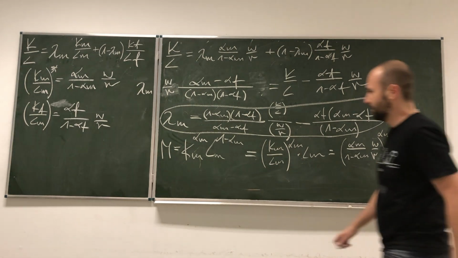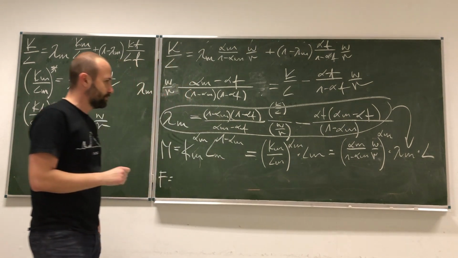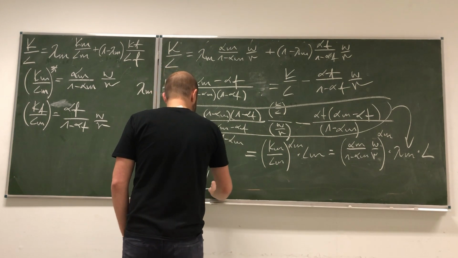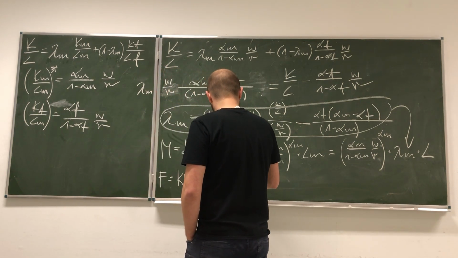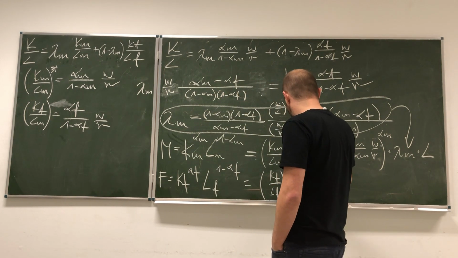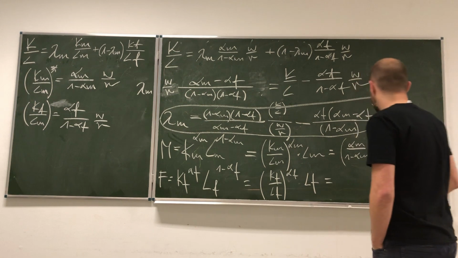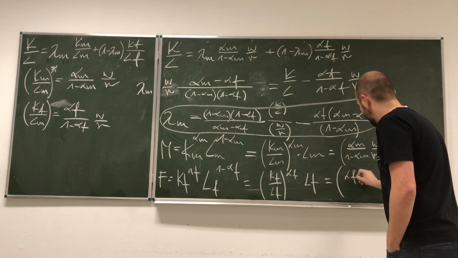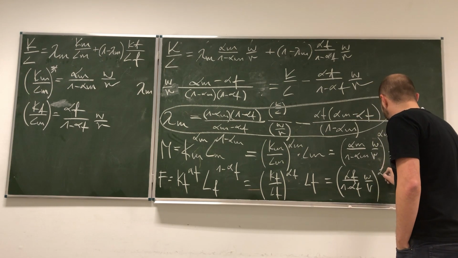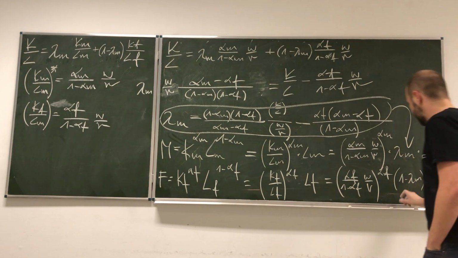And look, in exactly the same way, we could do this for the food industry, right? Because with one simple distinction, we would have Kf alpha f Lf 1 minus alpha f, which would give us Kf over Lf to the power alpha f times Lf, and here we would have alpha f over 1 minus alpha f w over r to the power alpha f times 1 minus lambda m times L.